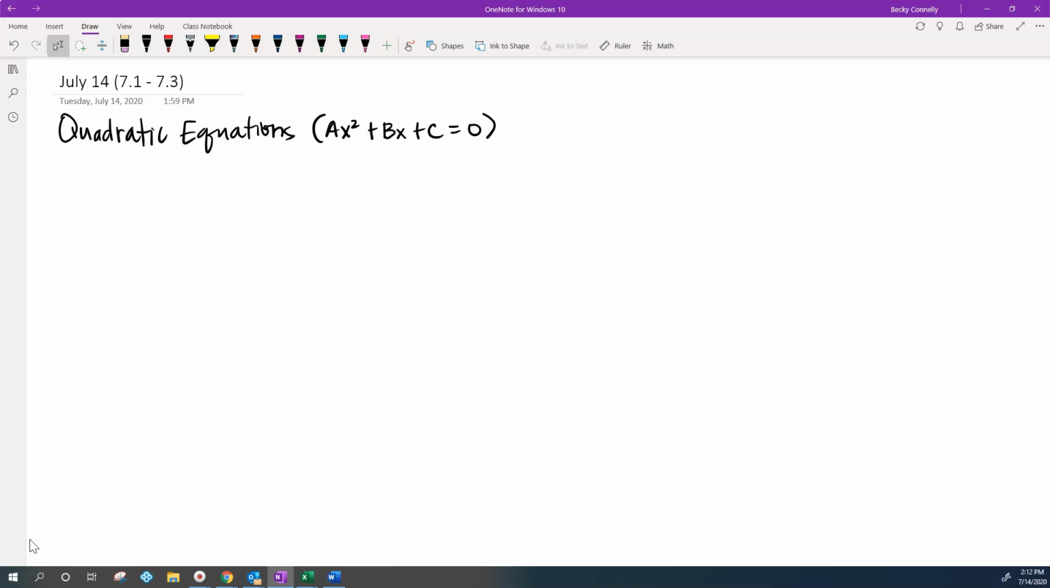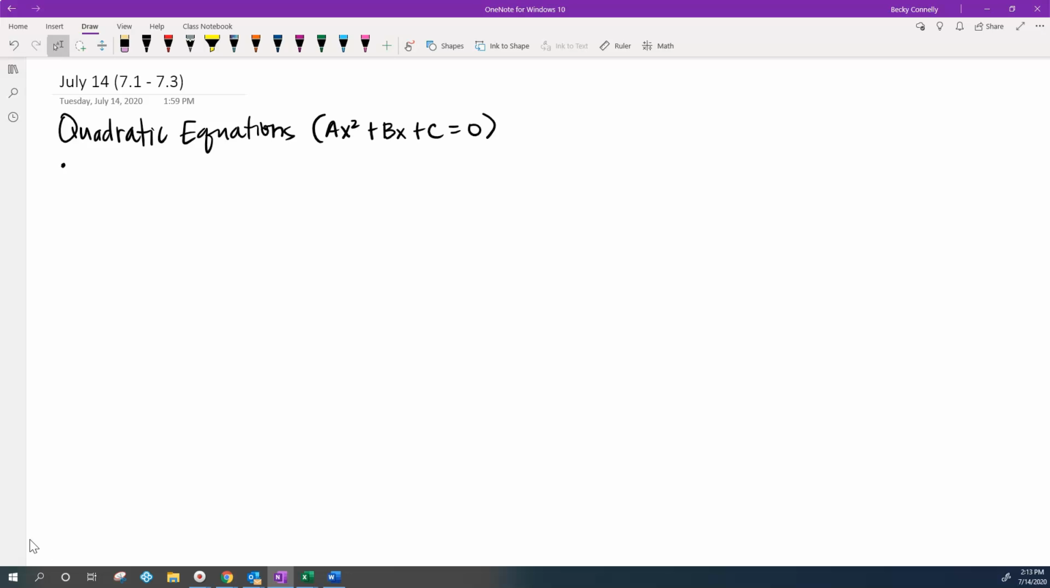So really, if we're talking about a quadratic, that just means our highest exponent is a 2, right? So that x squared is what makes it a quadratic. If it was like an x cubed, you'll talk about those in 1050, and those are cubics. And so there are different types of equations, but we're focusing on the ones where the highest exponent is x squared on this.